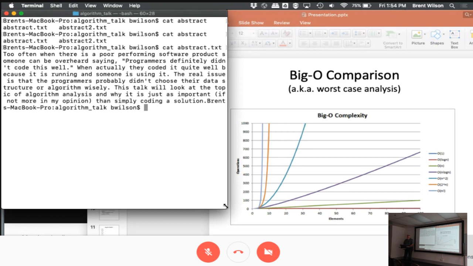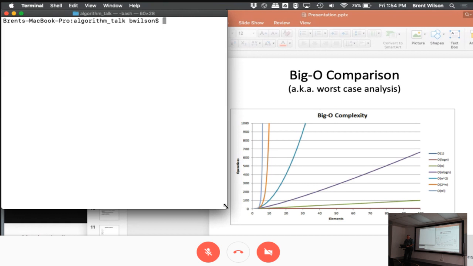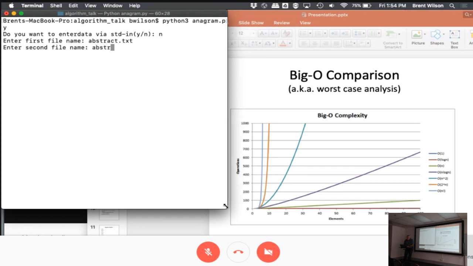But let's go ahead and play with this and see what it does. That's going to be a pretty substantial increase in size. So if I say, okay, enter data via standard in, no, I want to do a file. We're going to do abstract.txt. Thank you, fat fingered it. Abstract.txt as 1, and abstract2.txt is the other.